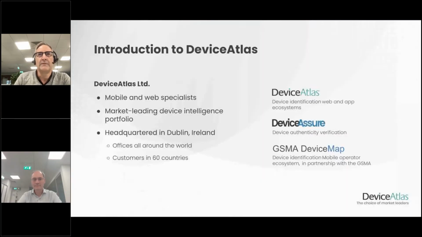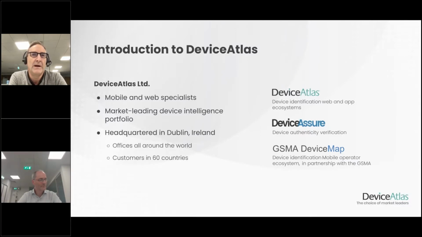So a little bit about us first. We are from a company called DeviceAtlas. We're mobile and web specialists. We've been doing this for over 10 years. We have a market-leading portfolio of products, beginning with DeviceAtlas. This is a device identification platform for the web and app ecosystems. We also have a product called Device Assure, which is a device authenticity verification solution. And this lets you know if the device that you're in contact with is what it's claiming to be.